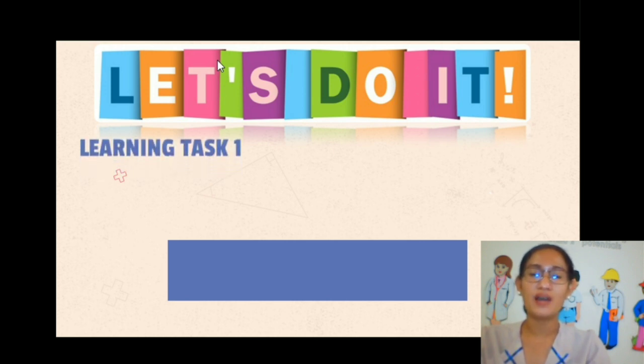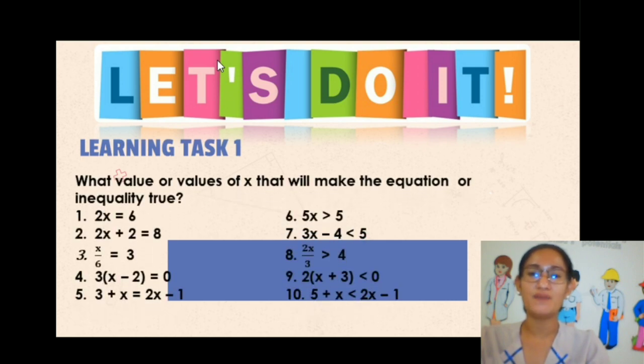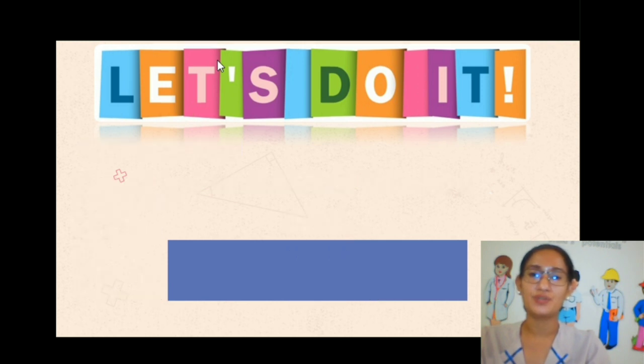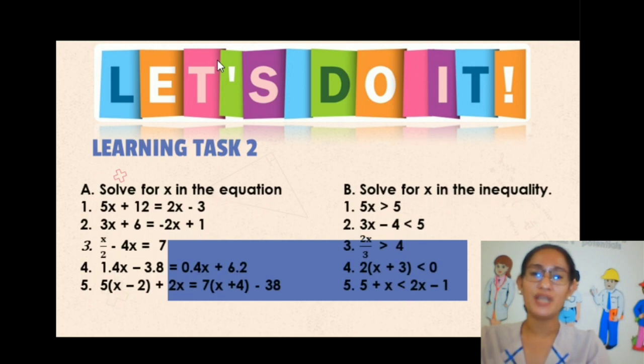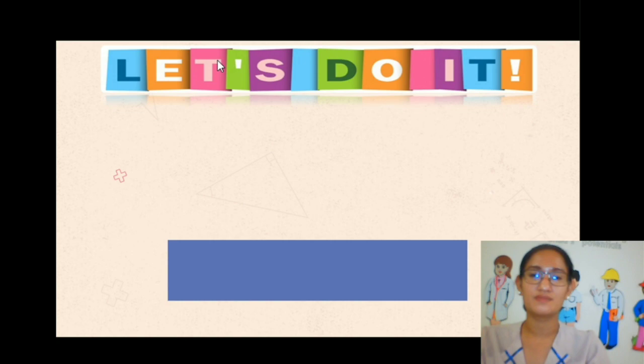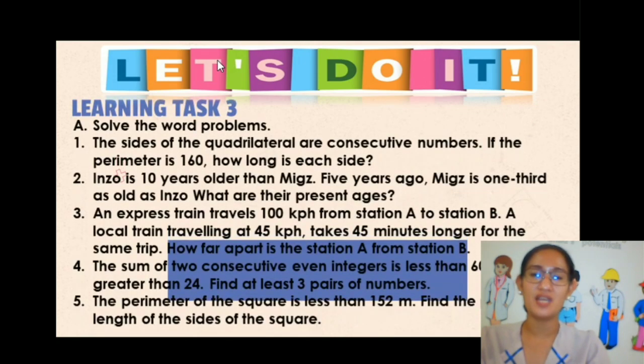In your module, you have 3 learning tasks. All you have to do is to answer the learning tasks carefully. Learning task 1, you need to find the value or values of x that will make the equation or inequality true. In learning task 2, solve for x in the equation and solve for x in the inequality. In learning task 3, solve the given word problems.